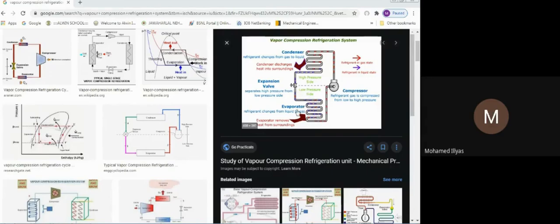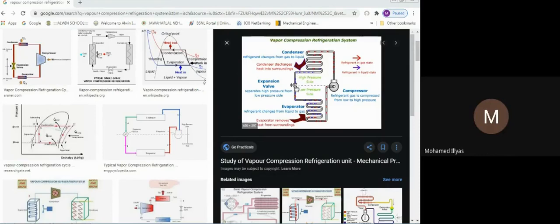The evaporator is our freezer box. So cold refrigerant is passing through this. Whatever load we keep here, it will absorb the heat as the refrigerant is passing through. In this way, our vapor compression system is working. Now coming to this, we were discussing that high pressure liquid refrigerant is passing.